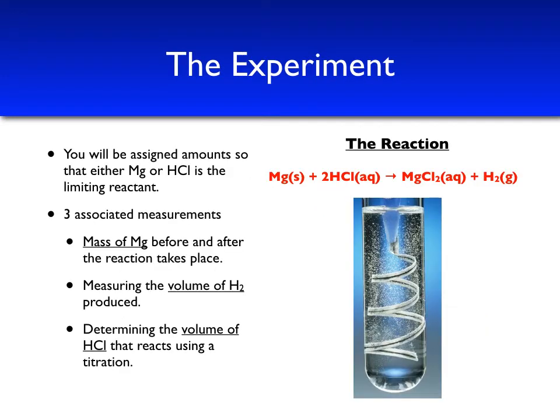Here's a look at our experiment in context. The reaction that we are studying is the reaction between magnesium solid and hydrochloric acid in aqueous solution to form an aqueous solution of magnesium chloride and hydrogen gas. Typically, when we run this experiment, different student groups are assigned amounts of magnesium and hydrochloric acid so that either magnesium or hydrochloric acid is the limiting reagent. However, as we do a video of this experiment, we can only really choose one situation.